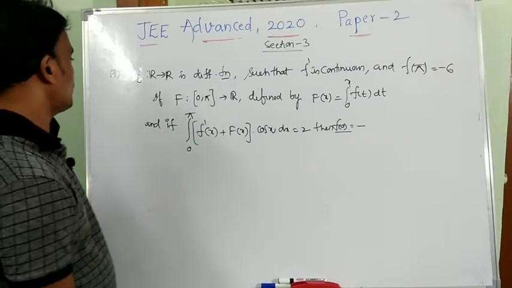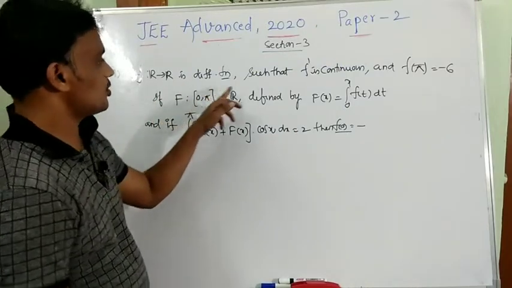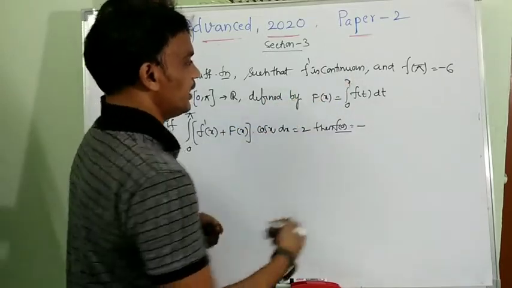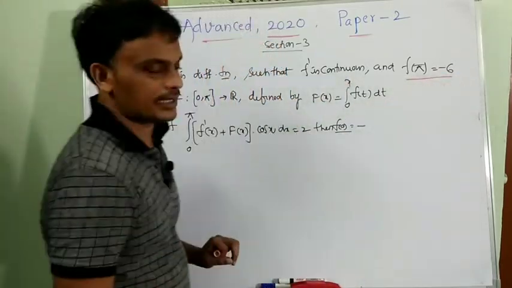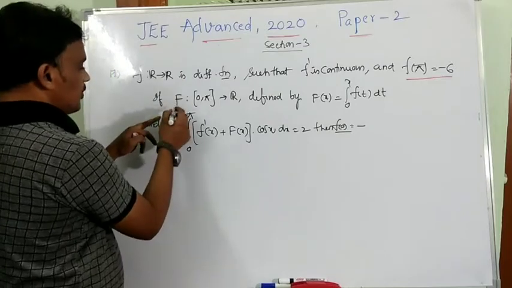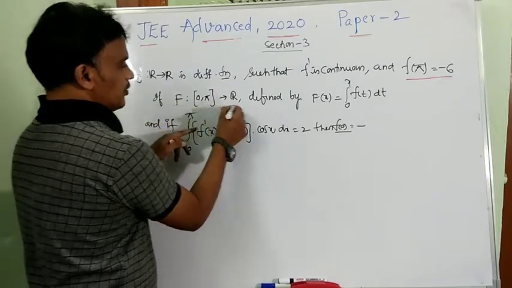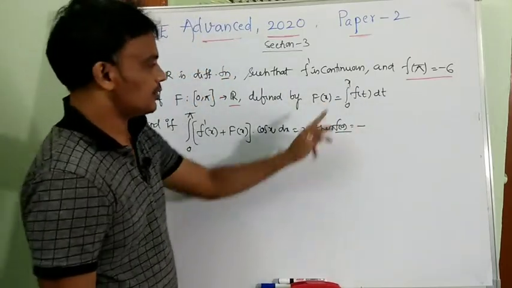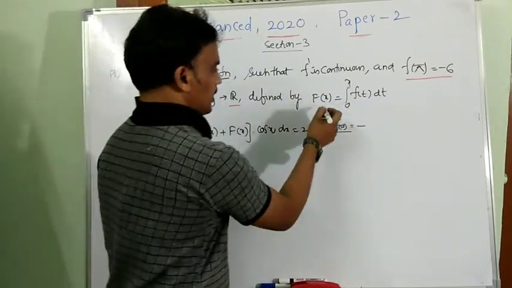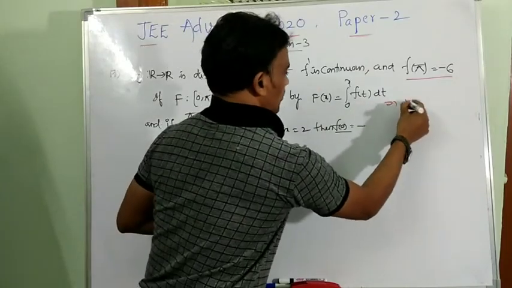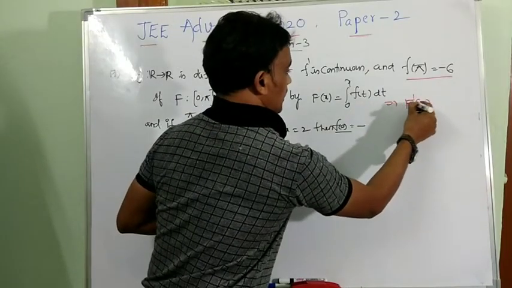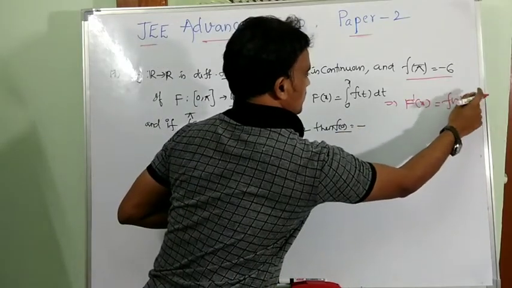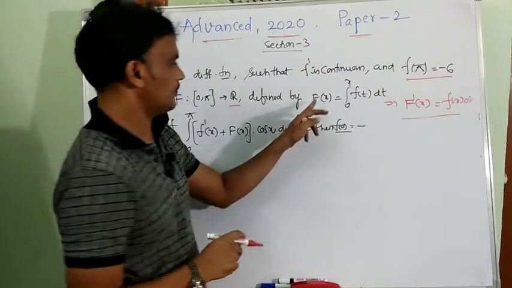Okay, coming to the 17th problem: f from R to R is a differentiable function such that its derivative is a continuous function and f of pi equals minus 6. And there is one more function, capital F, defined from [0,pi] to R, defined by capital F of x equals integration from 0 to x of small f of t dt. First of all, simplify this one. Capital F dash of x is equal to small f of x. Right? Small f of x, that's it.